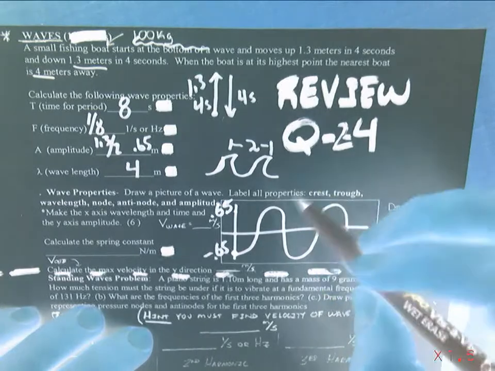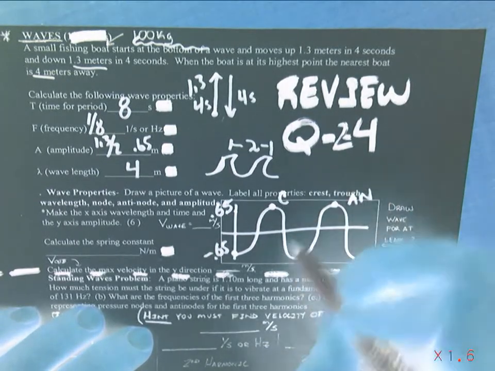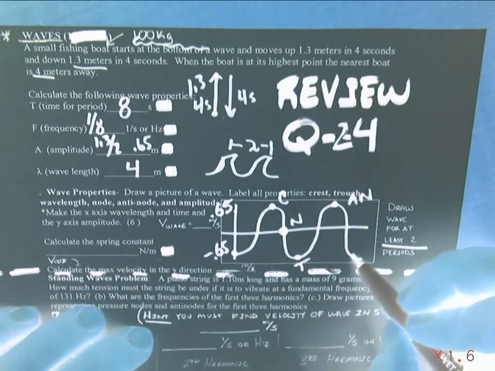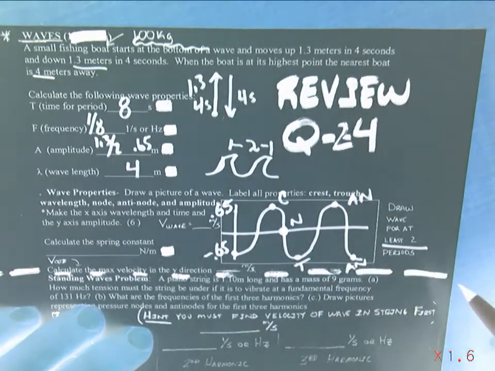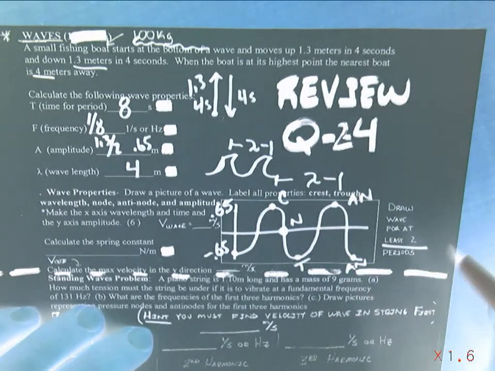And we can label our properties. Crest can also be called the antinode. Nodes are where it crosses the x-axis. This is called the trough, and this is also called the antinode. The distance from crest to crest or trough to trough is the wavelength. You just have to label it once.